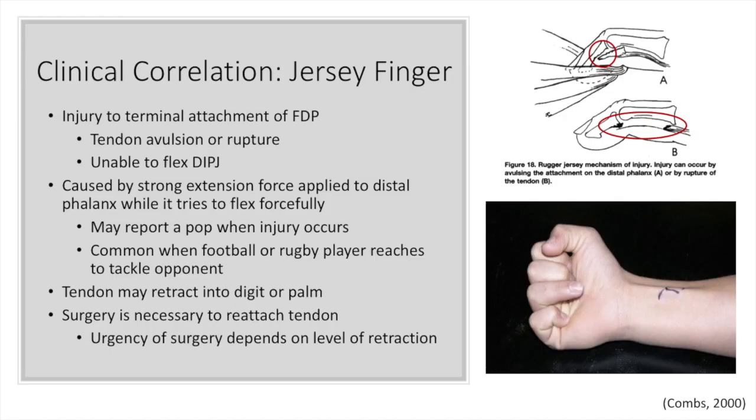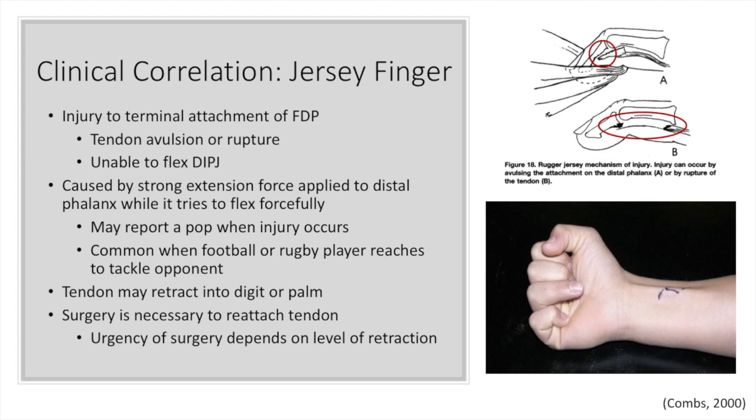Okay, so here I have a clinical correlation for you. And we'll be looking at jersey finger, which is an injury of the flexor digitorum profundus tendon. And this can be either a tendon avulsion, where the tendon rips off of the bone where it attaches, or a rupture in the middle of the tendon.